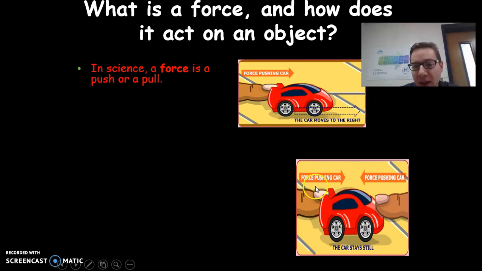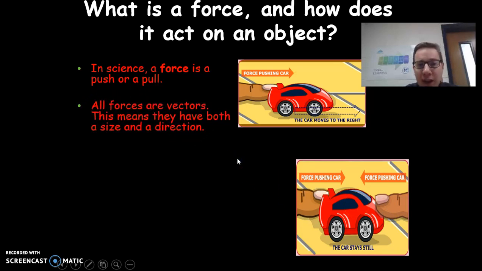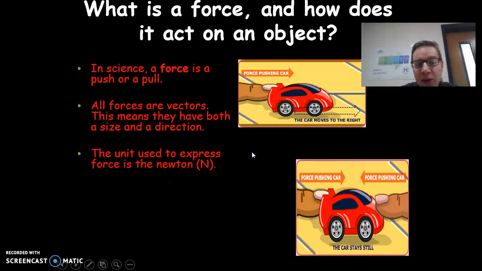This one, I'm still using a force. There's a force to push the car on this side, and there's a force to push the car on the other side. So one's going right, one's going left. And the car's going to stay still if the forces are the same. So a force causes anything to move. Okay? So all forces are vectors, which have size and direction, and we always use arrows for vectors to show the size and the direction of any force. And then finally, the unit we use is called the newton. So force is expressed in newtons.